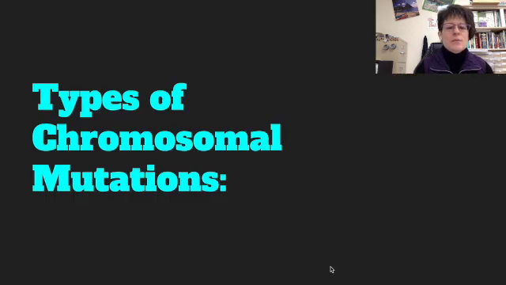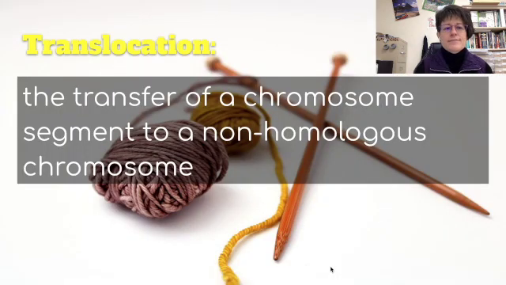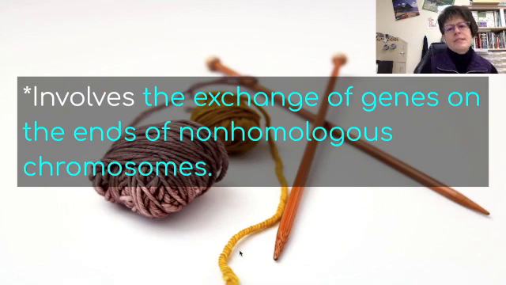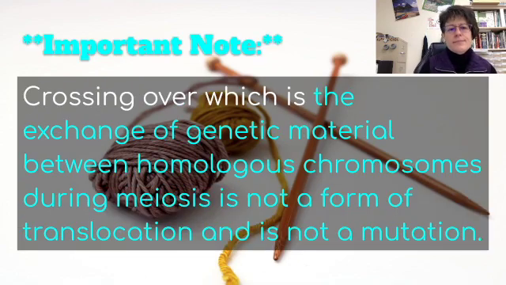So types of chromosomal mutations are translocation. This is the transfer of a chromosome segment to a non-homologous chromosome. So it would be kind of like yarn. I have two colors of yarn here. They each represent a different chromosome. But a translocation would be if I cut a little piece off of one piece of yarn and attached it to the other piece of yarn. That would be a translocation. It involves the exchange of genes on the ends of non-homologous chromosomes.